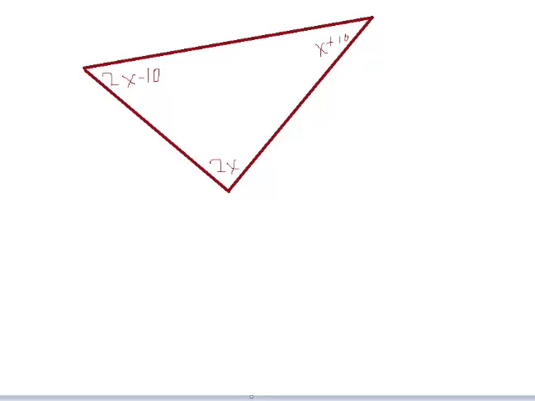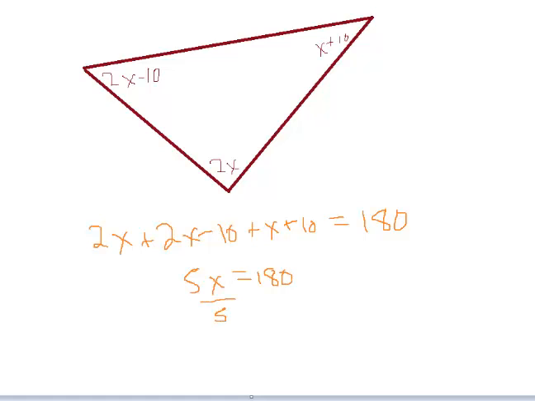If you establish that you have 3 angles in a triangle, one of them is 2x minus 10, another is 2x, another is x plus 10, the way you'd solve this is simply to add them all up, and they have to all equal 180. So that's 2x plus 2x minus 10 plus x plus 10 equals 180. Then add them together. 2x plus 2x plus x is 5x. Negative 10 plus 10 is 0, so that cancels. So 5x equals 180. Divide each side by 5, and x equals 36.